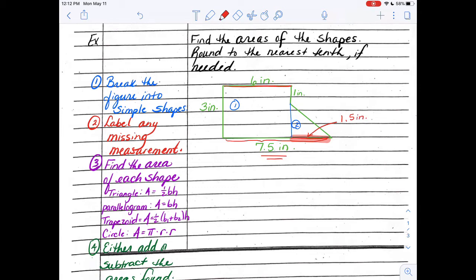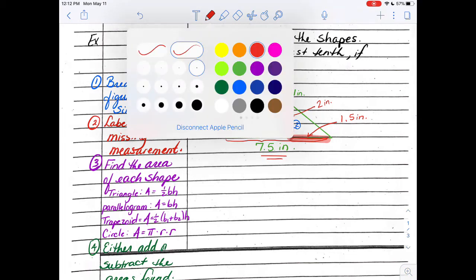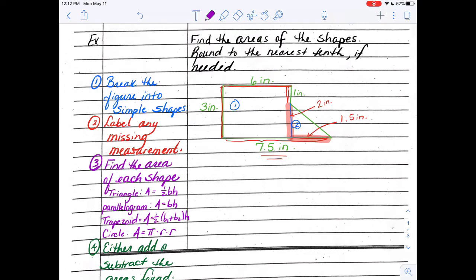Same thing with this height that I need for my triangle. They don't give me that number, but I could figure that out because when I look over here, this entire side is 3. Well, they told me that this much is 1, so that must mean what's left over here has to be 2 inches. Now I actually have all the different measurements I need to start the next step, which is to find the area of those 2 shapes.